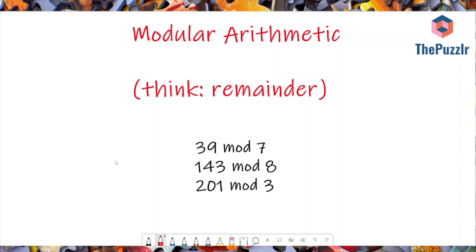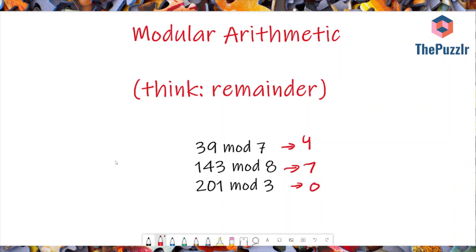Let us now move on to modular arithmetic. When I say modular arithmetic, you should think remainder. For example, 39 mod 7, that's 4, because 39 divided by 7 gives us a remainder of 4. Or 143 mod 8, well, I know that 144 is divisible by 8. So what that should prompt me to think about is that 144 is divisible by 8, so that would give a remainder of 0. 1 less than that would give a remainder of 7. 201 mod 3, well, that's 67, 201 divided by 3. So there's no remainder, so this is 0.